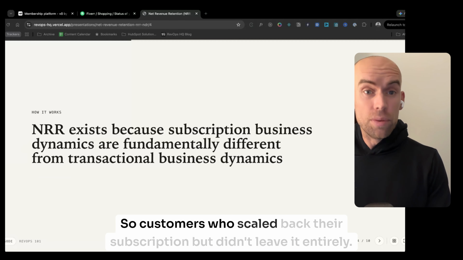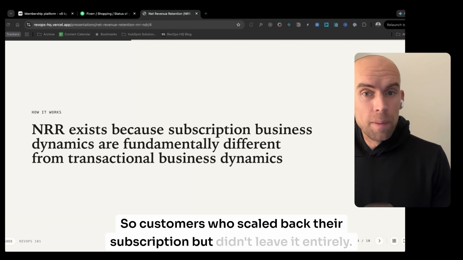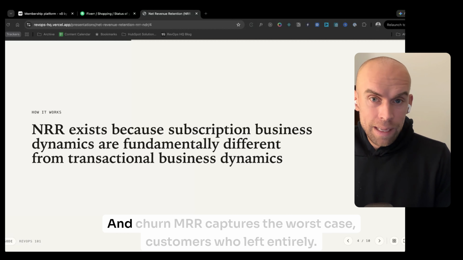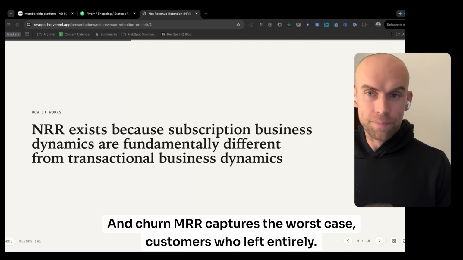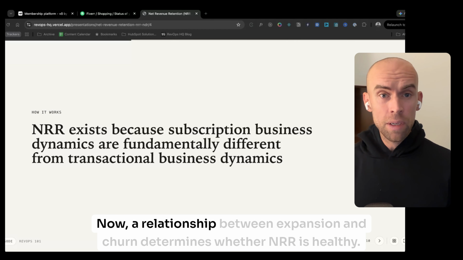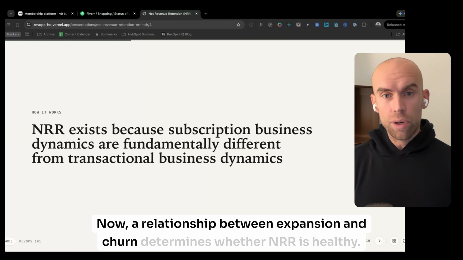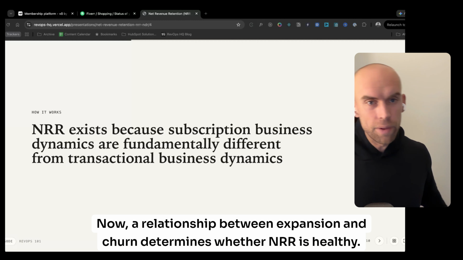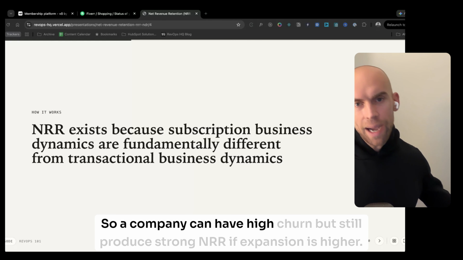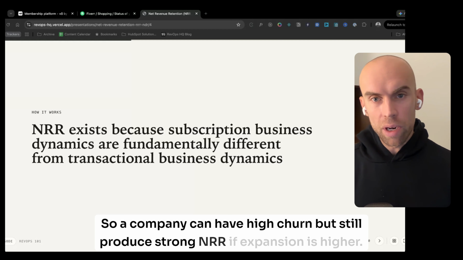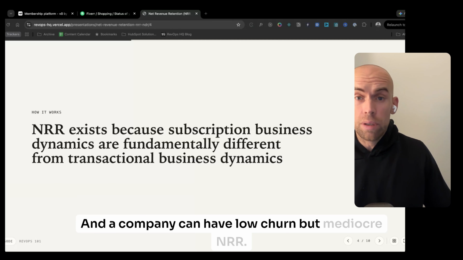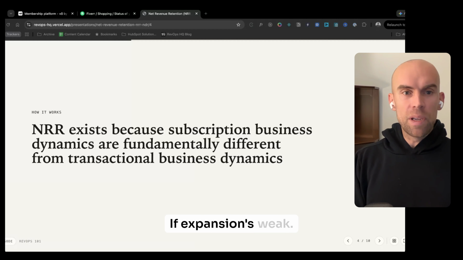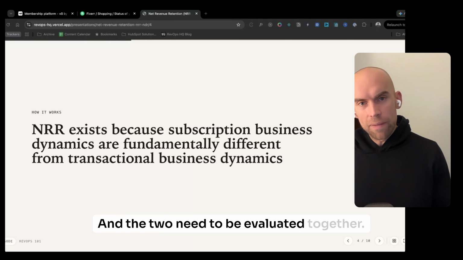And contraction MRR captures the downside that doesn't quite reach cancellation. So customers who scaled back their subscription, but didn't leave entirely. And churn MRR captures the worst case, customers who left entirely. Now, the relationship between expansion and churn determines whether NRR is healthy. A company can have high churn, but still produce strong NRR if expansion is higher. And a company can have low churn, but mediocre NRR if expansion's weak. And the two need to be evaluated together.